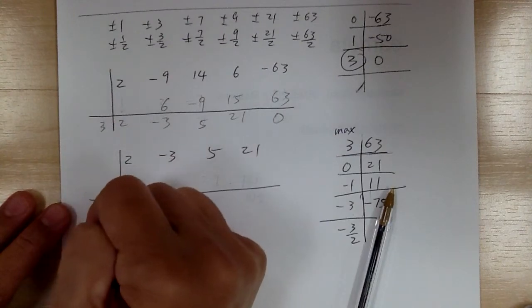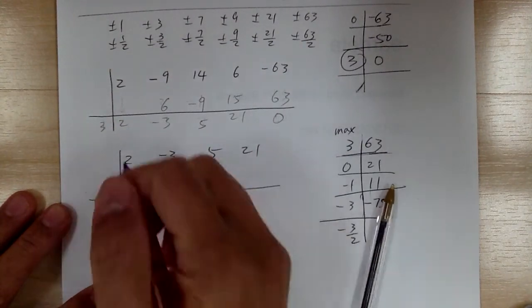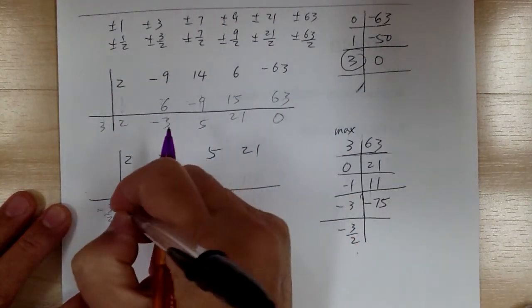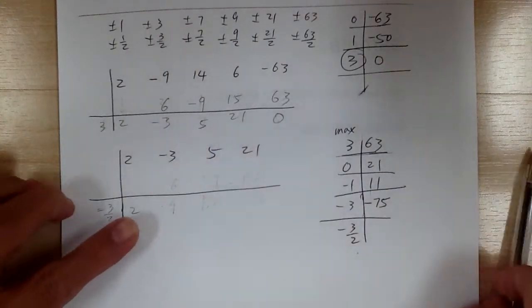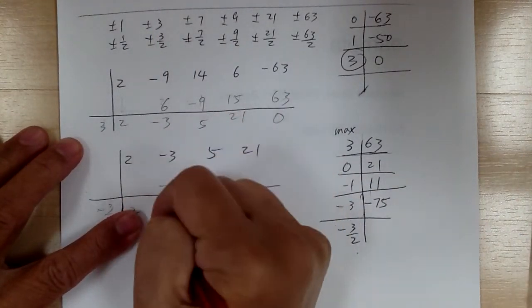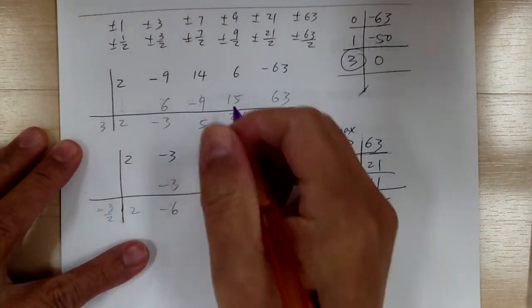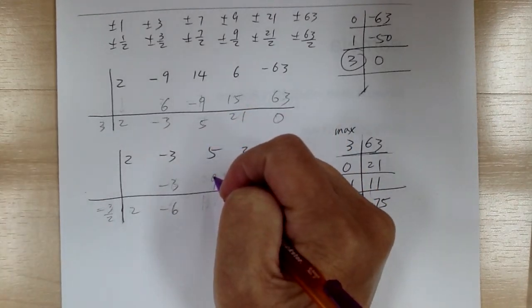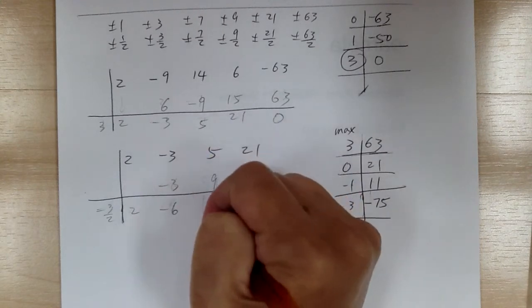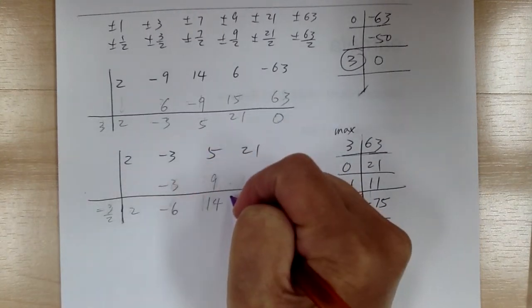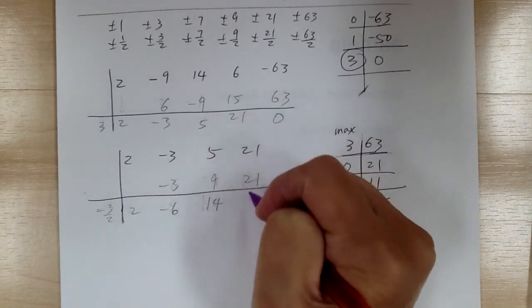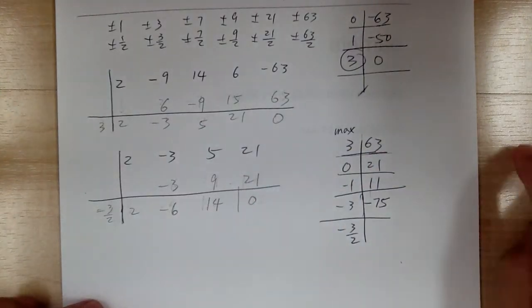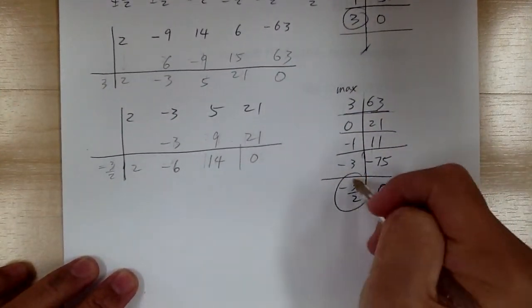So -3/2. You drop the number, multiply, you get -3. You add, -6. Multiply, you get 9. You add, you get 14. Multiply, you get 21. You get 0. That's kind of nice. So we found another root.